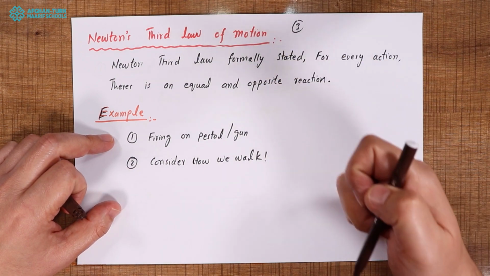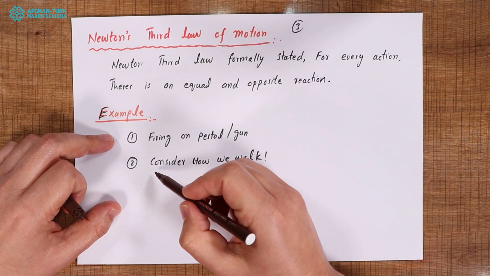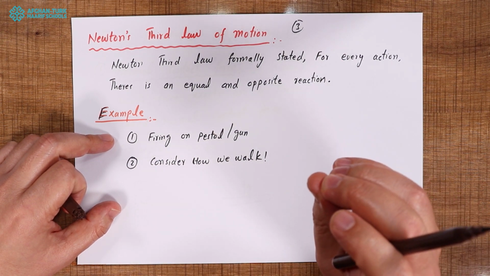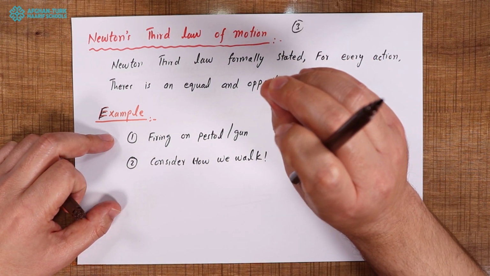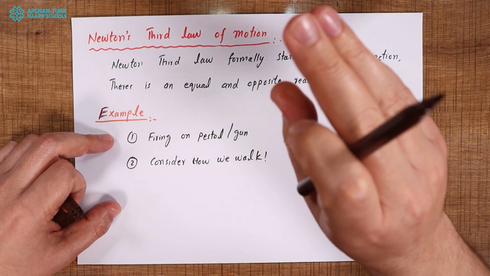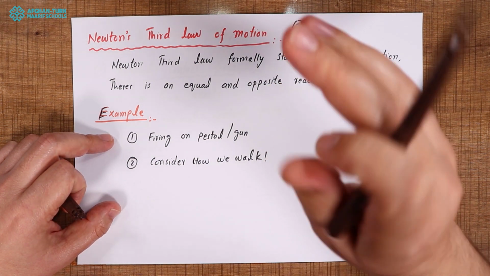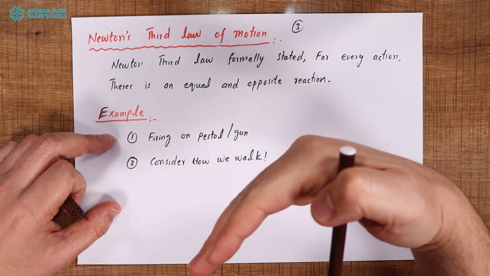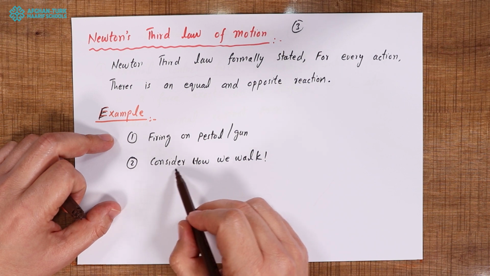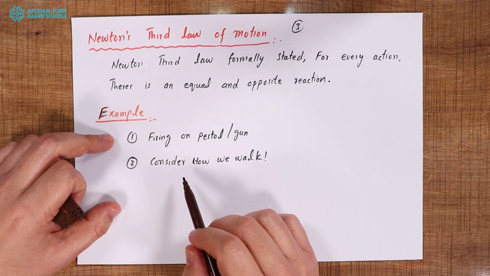So this is action and this is reaction. The second example: if we throw a ball at the wall, we apply a force on the ball, so our force is the action, and the ball rebounds in reverse, this is called the reaction. Another example: consider how we walk.